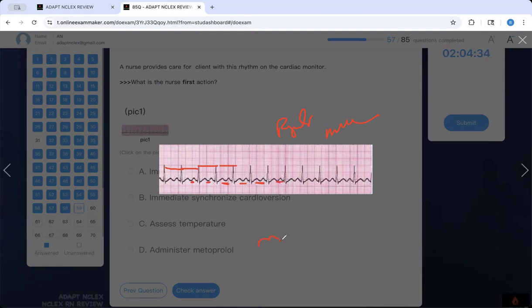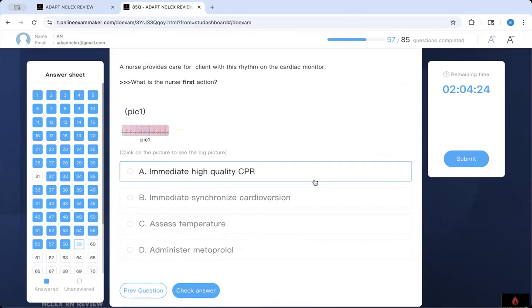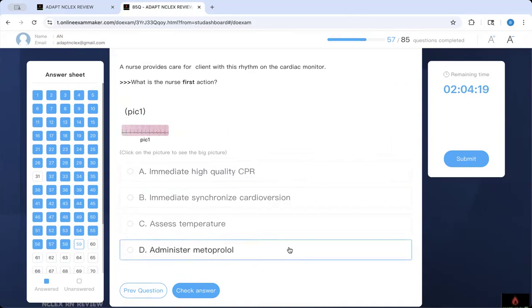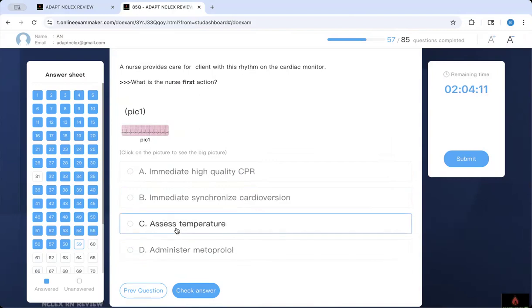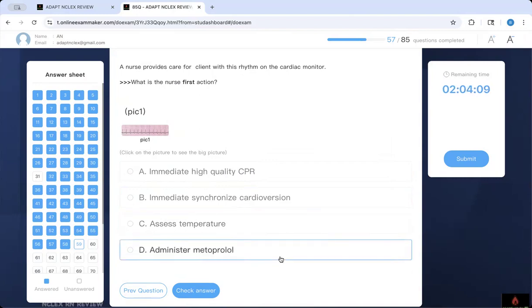If it's almost completely buried, this will be what? SVT. This patient has sinus tachycardia. Therefore, if this is sinus tachycardia, what are you going to do? Sinus tachycardia does not need what? CPR. Sinus tachycardia does not need synchronized cardioversion. Sinus tachycardia may need methylprednisolone. Sinus tachycardia may need temperature to be checked.